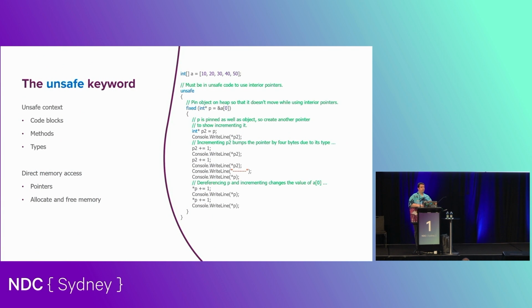However, we can use that unsafe keyword to add contexts to say this block of code is going to be potentially unsafe, or this method, this function, or even full types being unsafe. And within those unsafe contexts, we can provide memory access directly by using pointers. We can allocate and free memory as freely as we want, and then live outside the garbage collector and be smarter than the garbage collector.